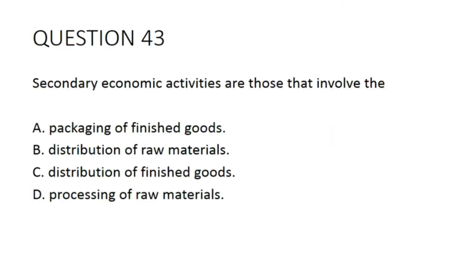43. Secondary economic activities are those that involve the A. Packaging of finished goods, B. Distribution of raw materials, C. Distribution of finished goods, D. Processing of raw materials. Secondary economic activities involve the processing of raw materials, that is the primary product. Examples include turning timber into furniture and turning iron ore into steel. So the correct option for 43 is option D, processing of raw materials.